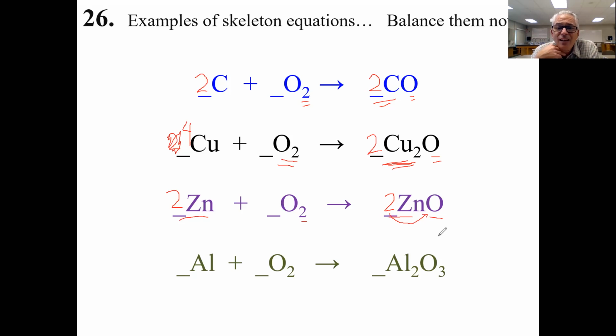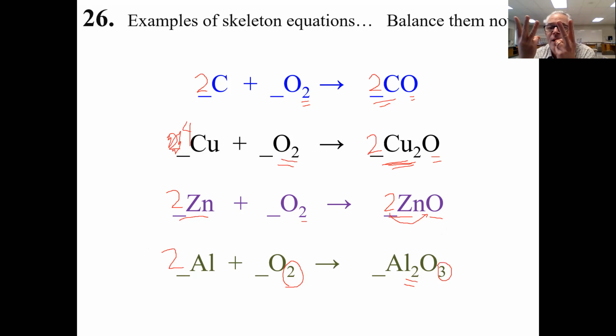This next one is going to be a hard one. This is the last one of the day. This is the hardest one. Ready? Get ready to erase. I'm going to put a 2 here because I have to have 2 aluminums because there's 2 aluminums over here. But now look what I got. I have O2, and then on this side, it's O3.